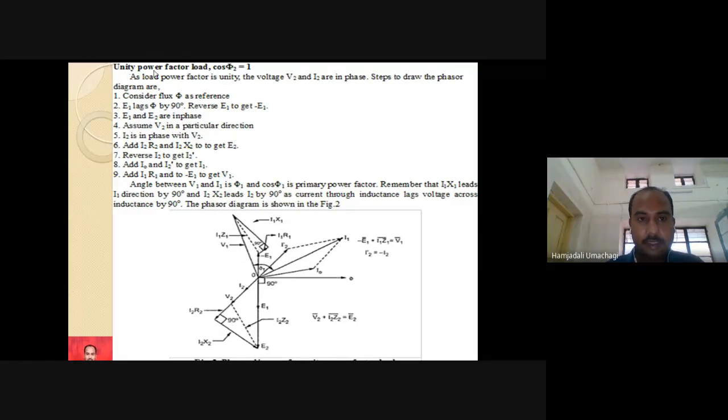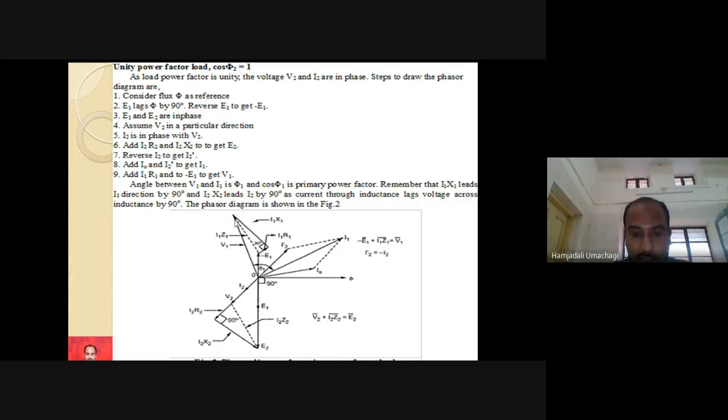Case 1, resistive load or unity power factor load, cos phi 2 is equal to 1. Just write this much and draw this phasor diagram. While drawing the phasor diagram, you need to highlight all these notations here. So this is for I1 is equal to I0 plus I2 dash, and this is for E2 is equal to V2 plus I2R2 plus I2X2, or E2 is equal to V2 plus I2Z2, and this is for V1 is equal to minus E1 plus I1R1 plus I1X1.